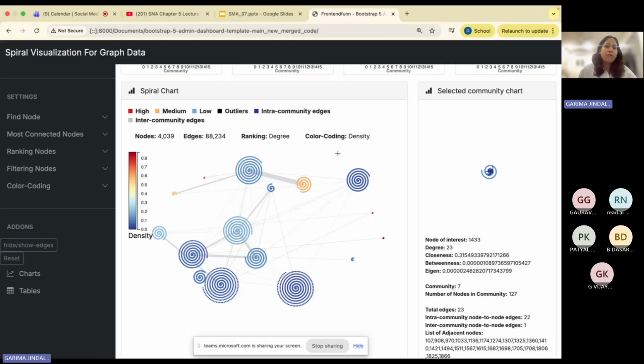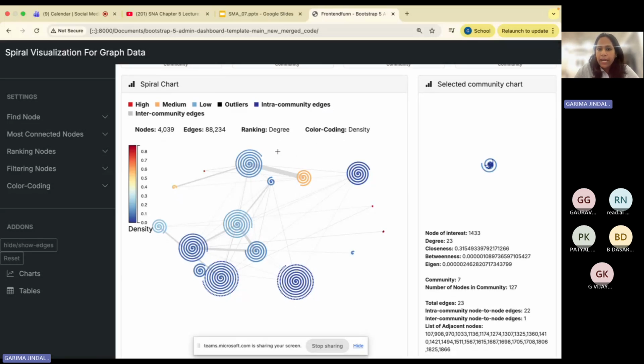Another part of this problem was that when I talked to stakeholders and domain experts, I got to know that this is a very important question that domain experts search for: how do we identify important nodes in a particular network or in a particular community? So in order to solve these two problems, I came up with this visual solution.